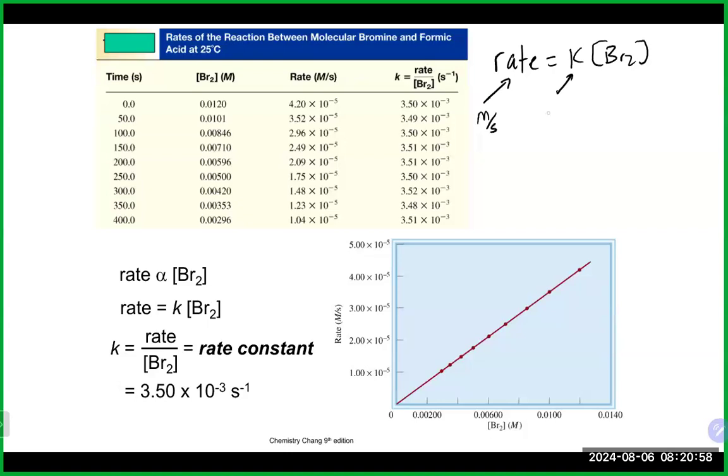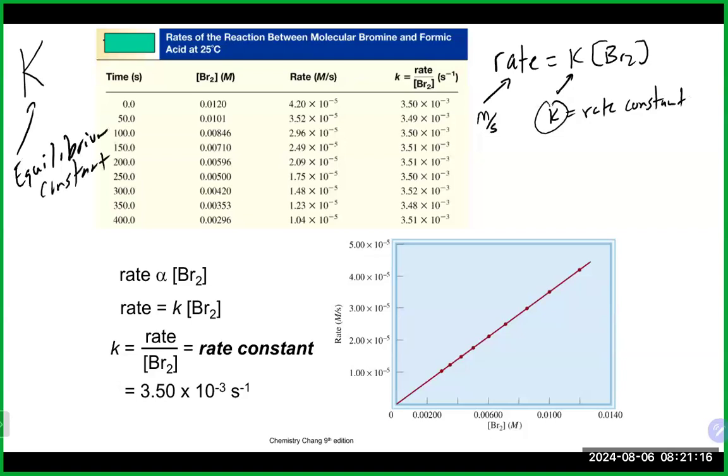The lowercase k here is our rate constant. And I emphasize lowercase k because if you do take 200B, capital K is the equilibrium constant, which is slightly different. So typically when you're dealing with rates and kinetics, you want to make sure that the k is lowercase k, because that indicates the rate constant. Obviously, this is our concentration of our reactant in this particular case.